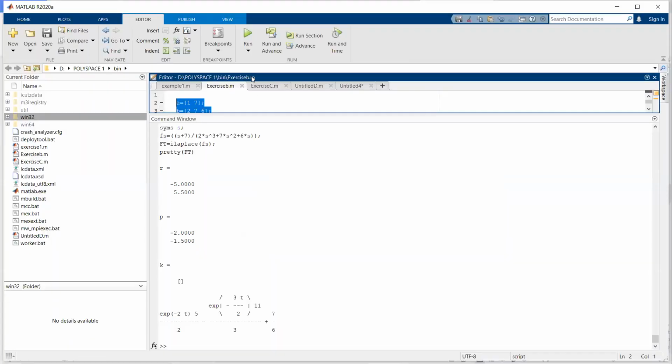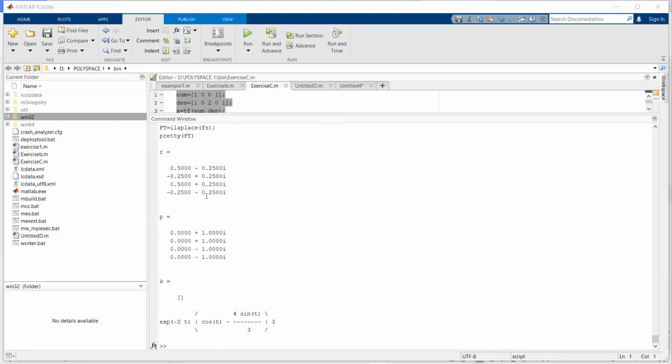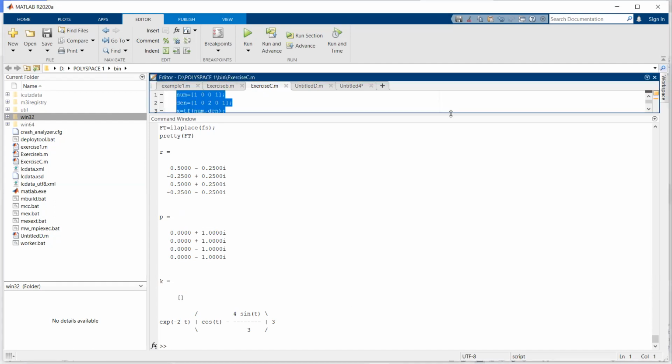So what do we get? For number 3, first we will get a plot like this. We will have the zeros here, and the 2 poles. So we know the position of the poles and zeros. We also know the r, p, and k, which give the final answer after we do the inverse Laplace transform. So that is for question number 3.